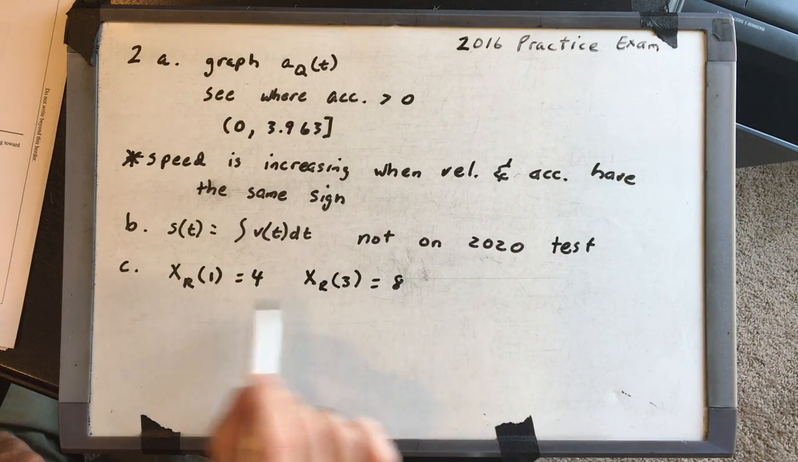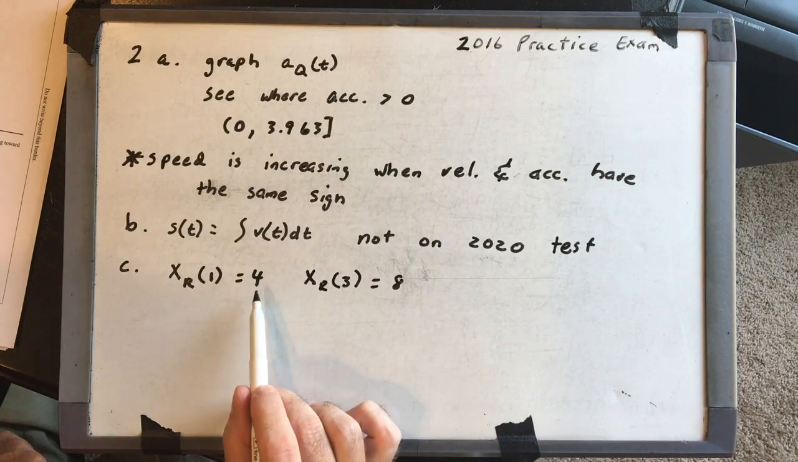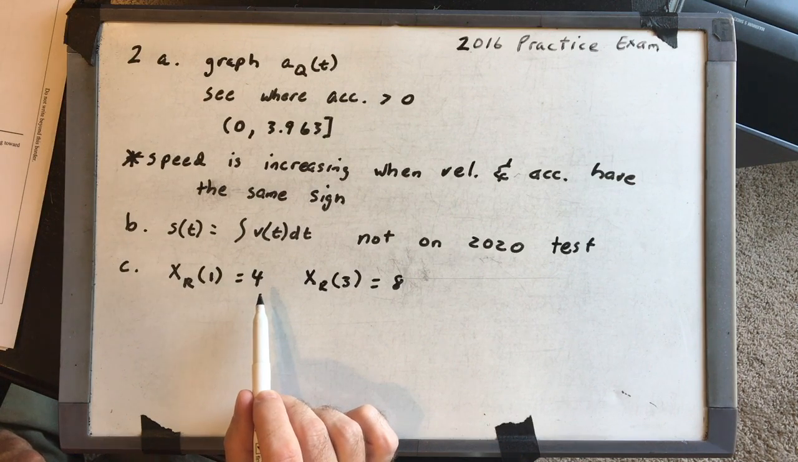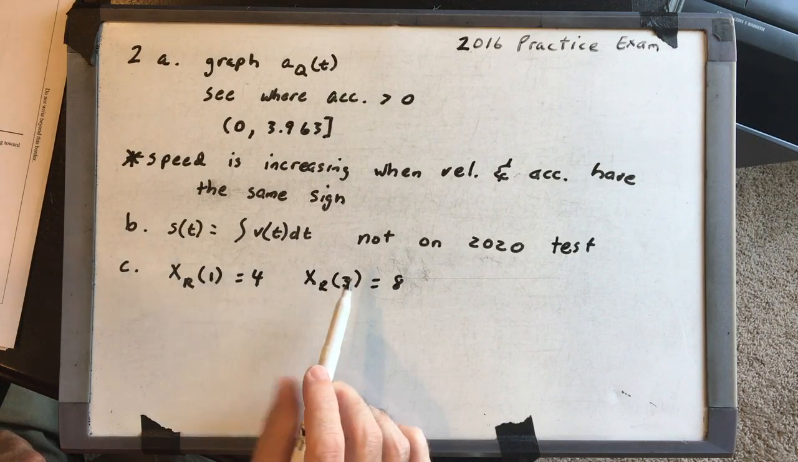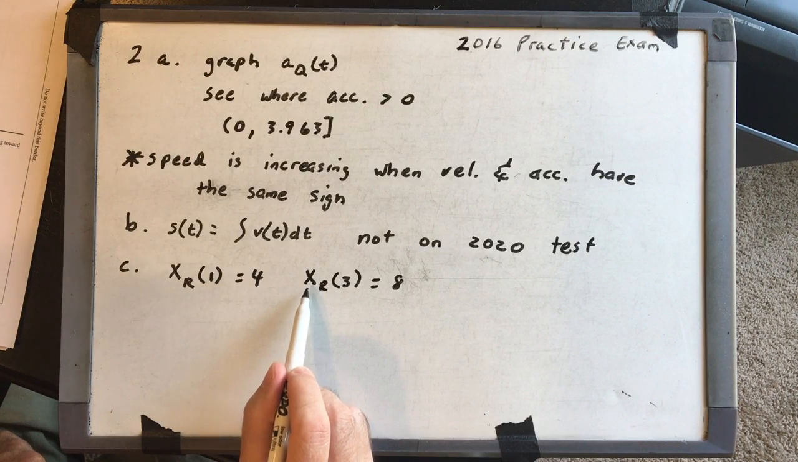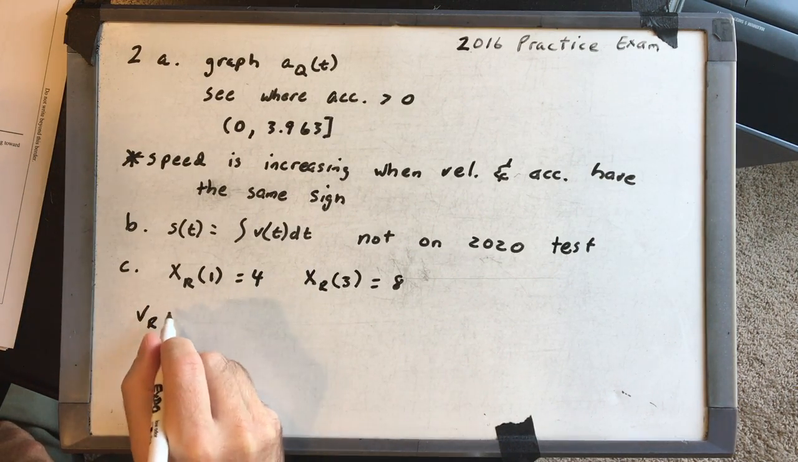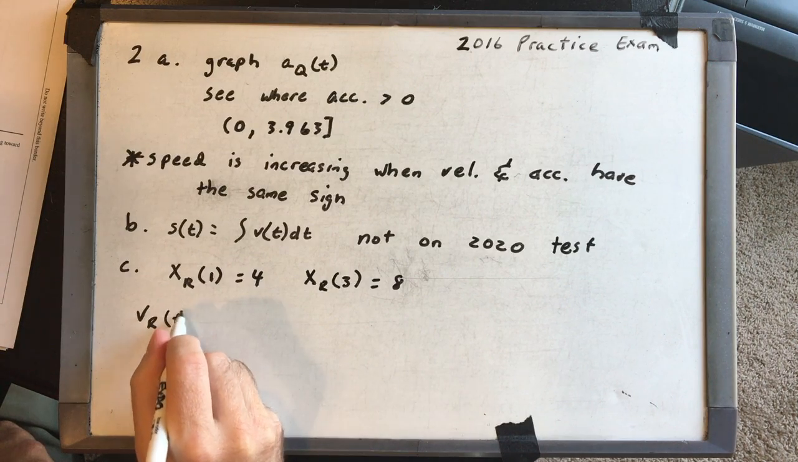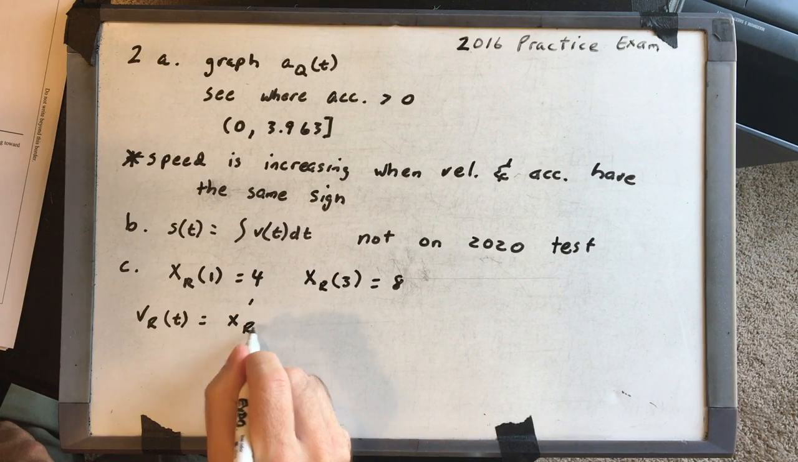Okay, this is mean value theorem. They've given you 2 points. The mean value theorem says the slope of the tangent line is equal to the slope of the secant line at some point. Okay, so in order to get velocity, you take the derivative, okay, velocity of r is equal to x prime of r.